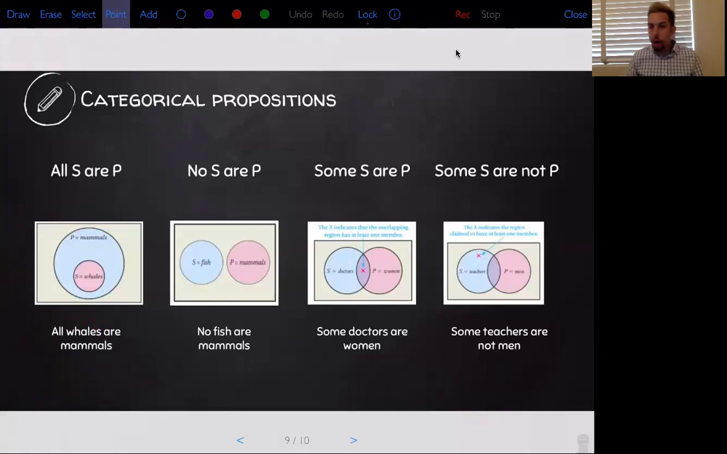When we use the word no, then there's no intersection between the 2 sets. We're looking at the disjoint case. When I use the word some, then we're talking about that overlapping case. If we're talking about these 2 things sharing some sort of characteristic, then we're looking at the middle region right here. But if we don't want them to share some characteristic, like some teachers are not men, for example, then we should be having that second region not in the overlap of the 2.